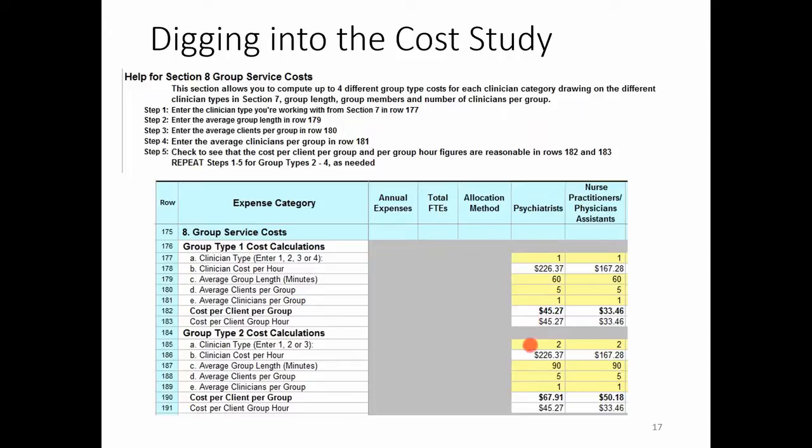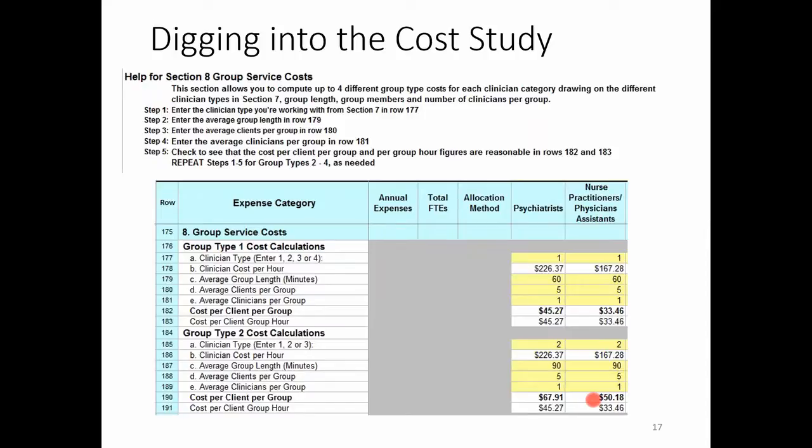because that group's an hour long. Group type 2 is a 90-minute, in this example, a medication group, the same number of clients, the same number of clinicians. It's still $45 an hour, but the group itself costs basically $68 for the psychiatrist per client per hour and $50 for the nurse practitioner.